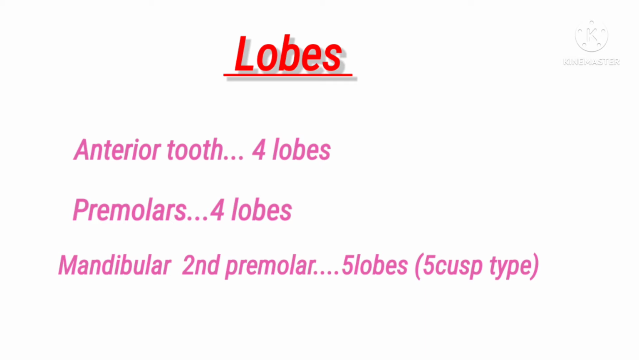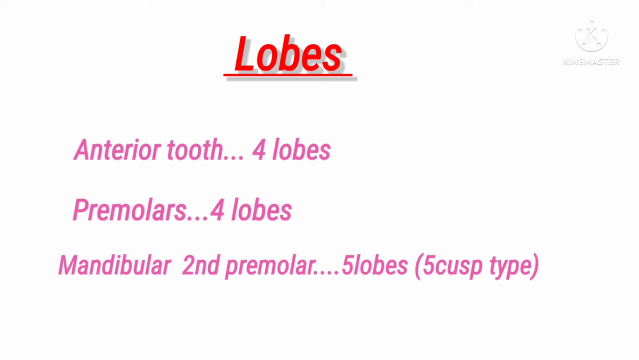And in premolars, they are called mesial, buccal, distal and lingual lobes. And in case of the mandibular second premolar, which often has 2 lingual cusps, the lobes are called mesial, buccal, distal, and mesiolingual and distolingual lobes.